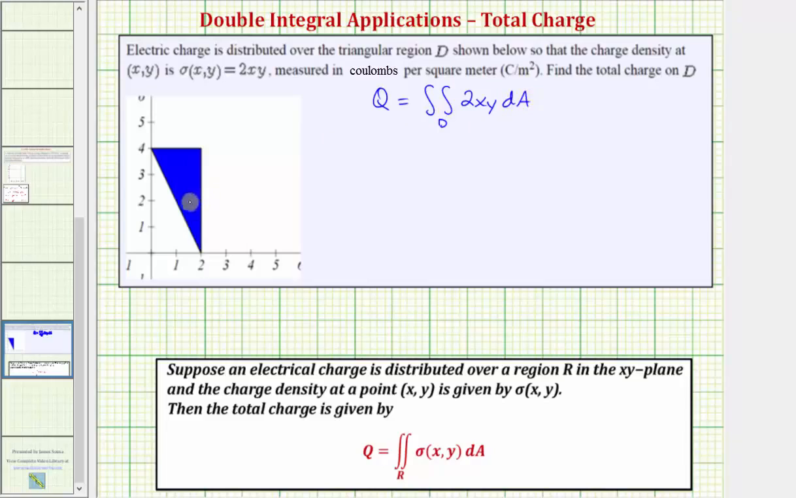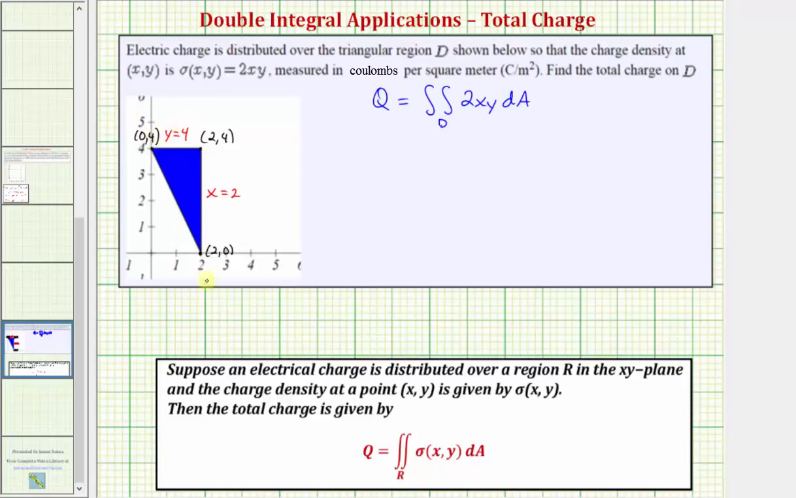Now let's focus on D, the region of integration. Notice how the three corner points of this triangular region would be the points (2, 0), (2, 4), and (0, 4). And therefore the line containing this side of the triangle would be x equals 2. This side would be on the line y equals 4.